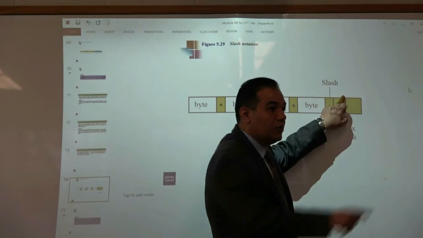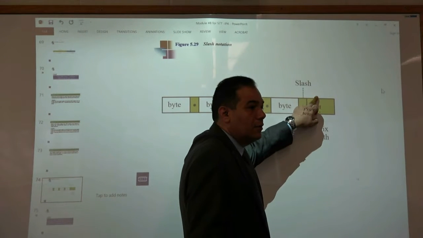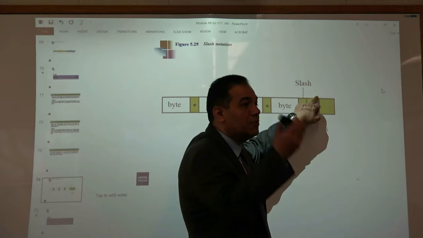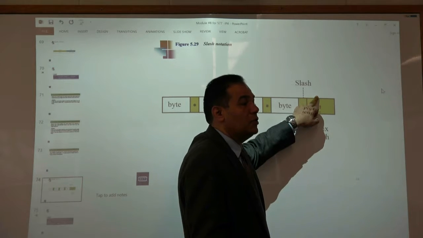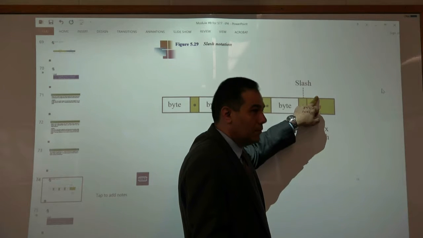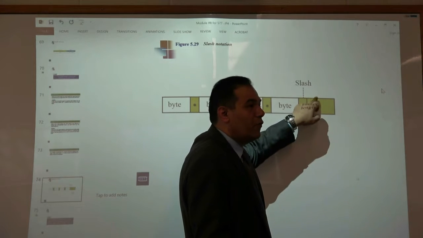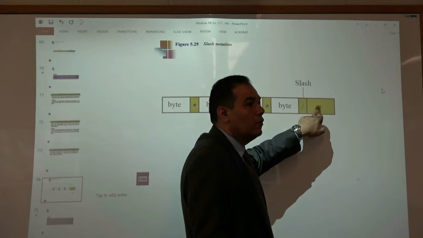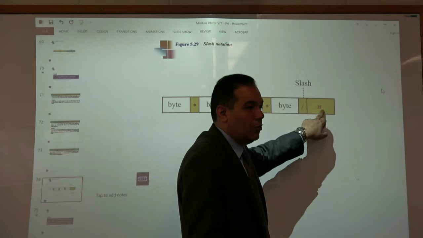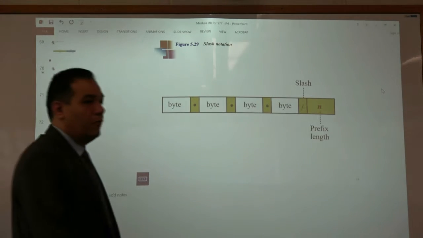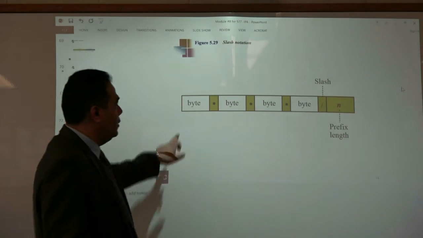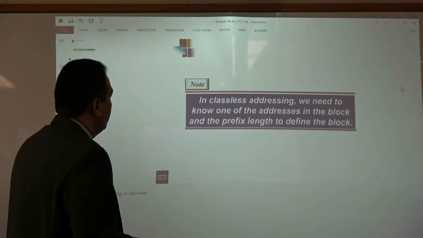What does n mean? The last bit, the 32nd? Is it the number of bits of the host or of the network? The number of bits of the network. Thank you. The number of bits of the host will be 32 minus n. So in classless addressing, we need to know one of the addresses in the block and the prefix length to define the block.